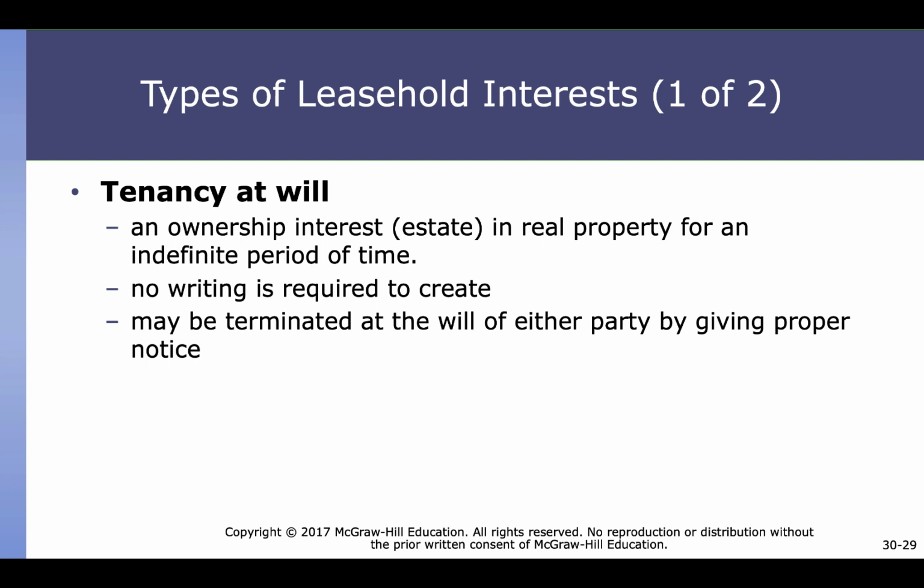No writing is required to create it, and it may be terminated at the will of either party by giving proper notice. This is if you rent an apartment, for example, and you may have an initial term of your lease, and then after that, it may go month to month. Once it goes month to month, it's a tenancy at will. And so to get out of that contract, you have to give notice, and the amount or length of notice is going to vary from state to state.